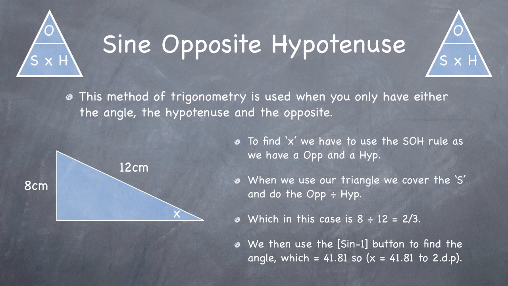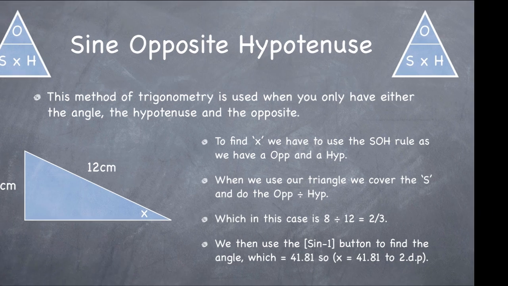Firstly, with SOH, we use SOH when we have either the angle, hypotenuse, and the opposite. So to find x, which is the angle, we have to use the SOH rule as we have the opposite and the hypotenuse. So we do opposite divided by hypotenuse, which in this case is 8 divided by 12, which equals 2/3. Now it's best to leave your answer as a fraction at this point because it saves inaccuracy when rounding. We then use the sine -1 button on your calculator to find the angle, which is 41.81. So x equals 41.81 to 2 decimal places.